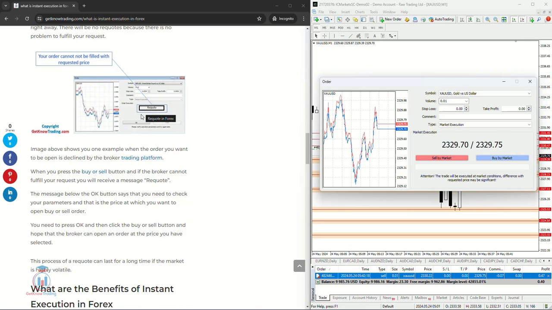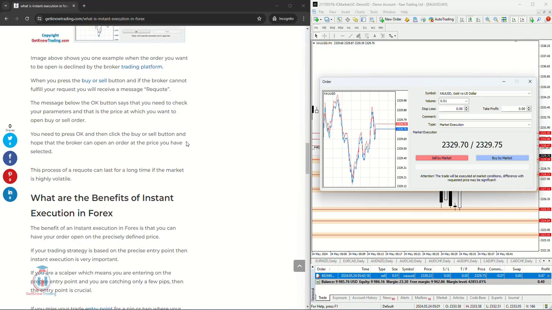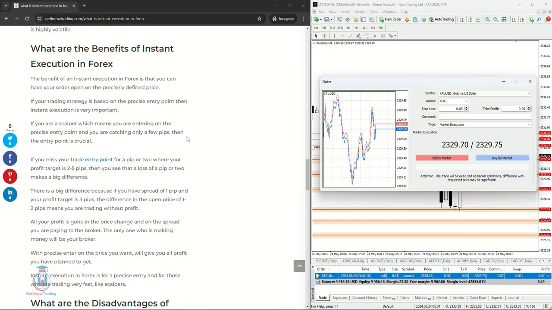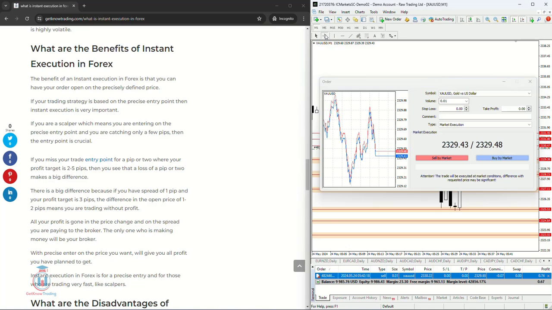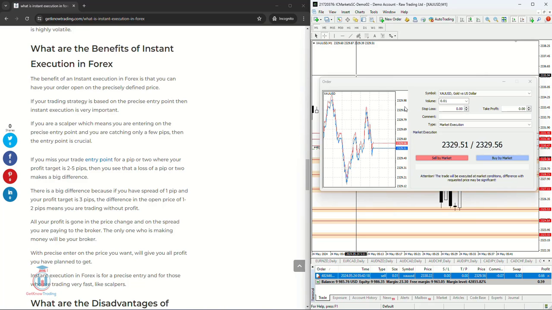This is one of the issues with instant execution order and also with a bad broker. So if you are experiencing such issues, it is time to change the broker, because there are many brokers with today's servers that are very quick and also very fast, and also they can handle lots of requests from the traders.